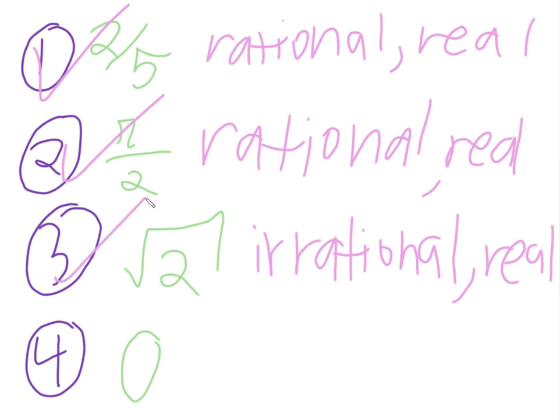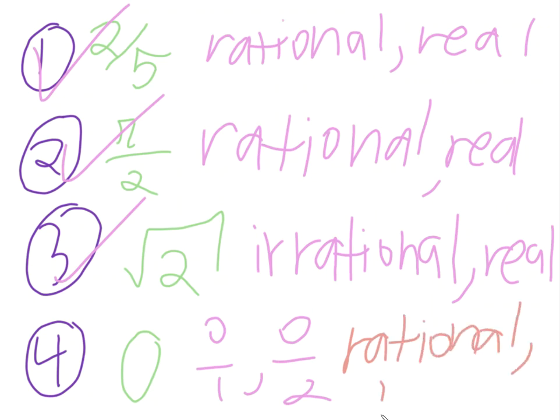Okay, 0. Now this is why it was important to pay attention earlier. As I said before, natural numbers do not include 0, which makes this not a natural number. And since it's not a natural number, it's not a whole number either. Now, this can be written as a fraction, as 0 over 1, 0 over 2, anything like this. So this is a rational number, which makes it also a real number as well.